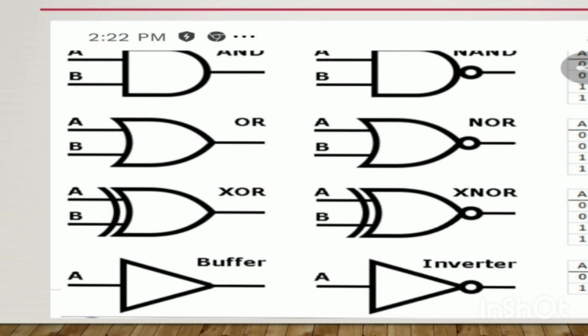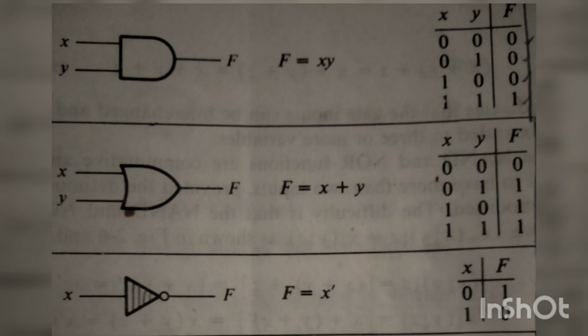This is for the first, the AND gate. We have the truth table. First, we will take the two inputs X and Y. X and Y, when 0, 0, output will be 0. 0, 1, output will be 0. 1, 0, output will be 0. 1, 1, output will be 1. For the OR gate, we will take the truth table: 0, 0, output 0. 0, 1, output 1. 1, 0, output 1. 1, 1, output 1. So this is the truth table for OR.